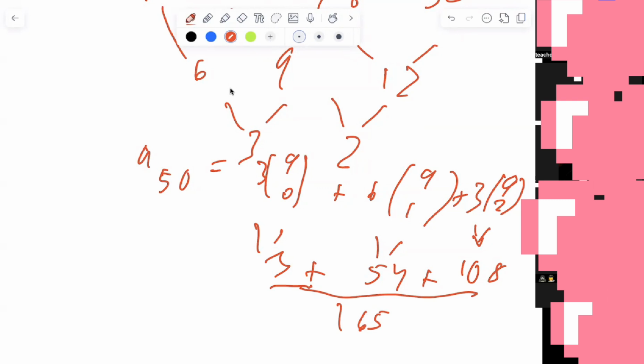9 minus 12, we're taking the absolute difference. So if it's 9 minus 12, it's actually negative 3. Well, we want to take the positive one, so it's going to be 3.